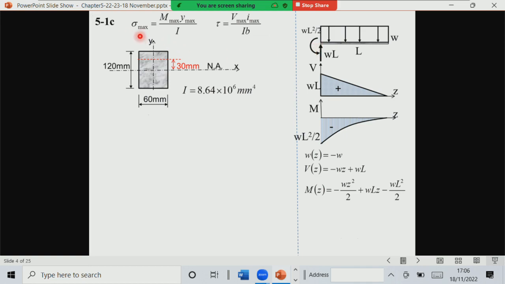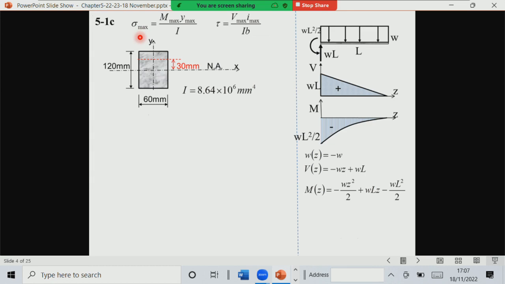So in order to find the maximum normal stress acting, the problem is asking us to find the maximum normal stress and its location, the maximum shear stress and its location, and the maximum deflection and its location. And the cross-section is rectangular. So look at the equation for the normal stress.